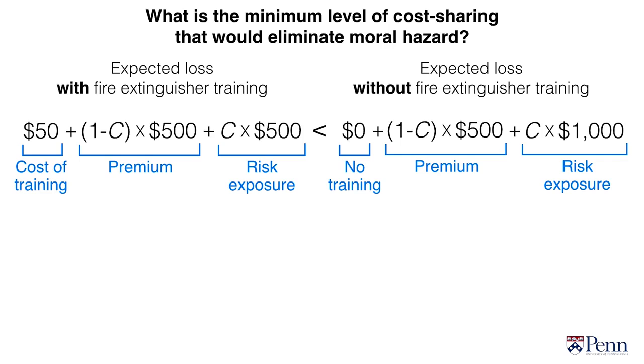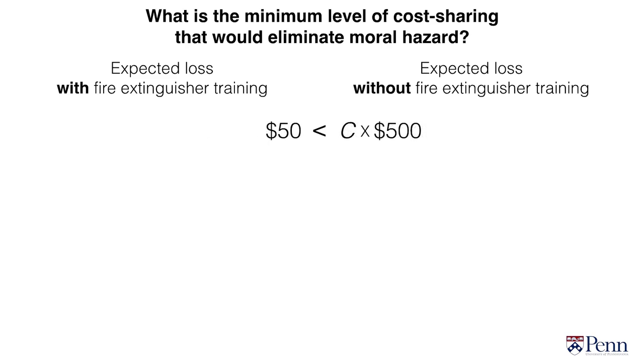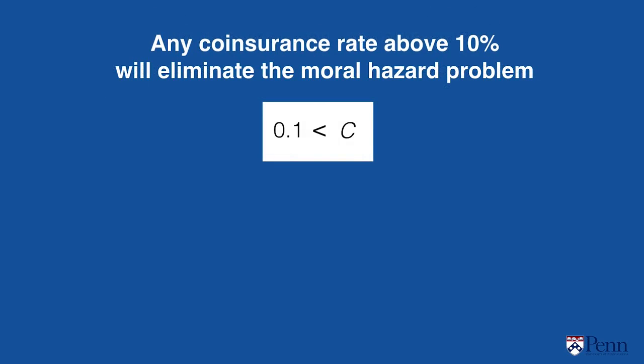Let's see. The premiums are the same, so we can ignore them. This leaves us with this expression, where we can subtract C times $500 from both sides. And now, divide both sides by C times $500. Here's our solution. The minimum level of cost sharing that would make the owner take action requires C to be greater than 0.1. So any co-insurance rate above 10% in this example will eliminate the moral hazard problem.